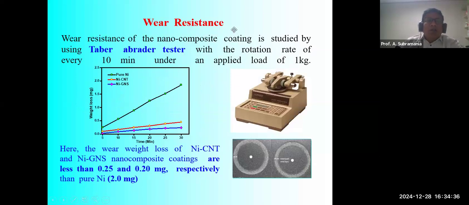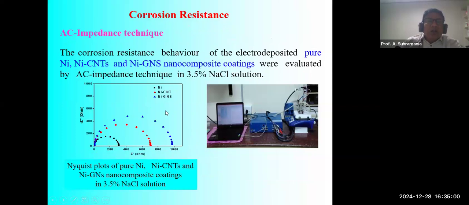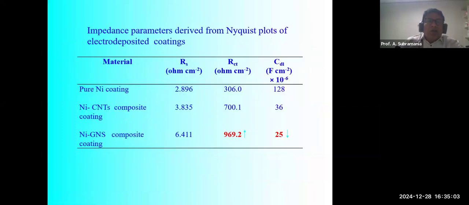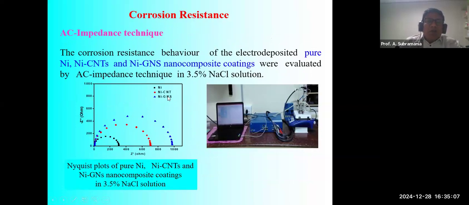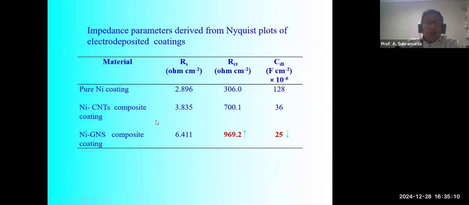Then wear loss, then wear resistance. We used a Taber abraser tester to know the wear resistivity of the material. See here also the composite material has a wear loss of less than 0.25 milligram, whereas pure nickel has almost 2 milligram wear loss. Then corrosion resistance. By making use of the impedance technique, we have measured the corrosion resistance of the composite materials. See here also this graphene embedded nickel has very high corrosion resistance, charge transfer resistance, than the pure nickel.